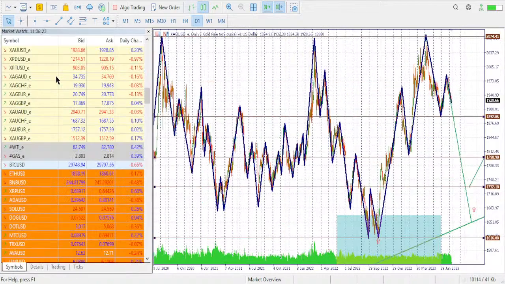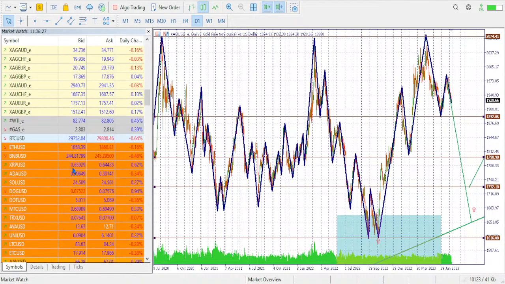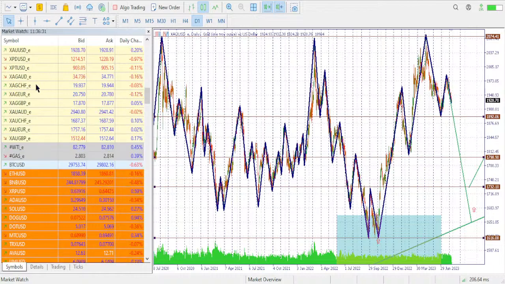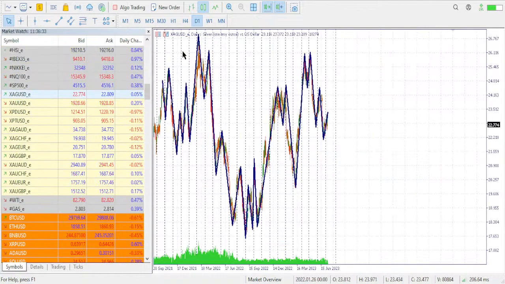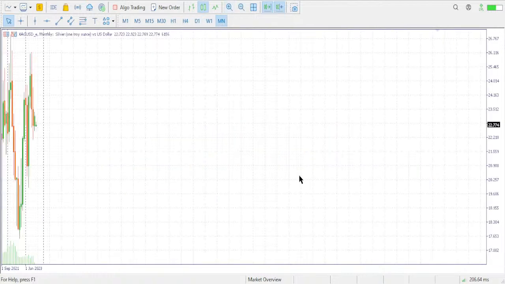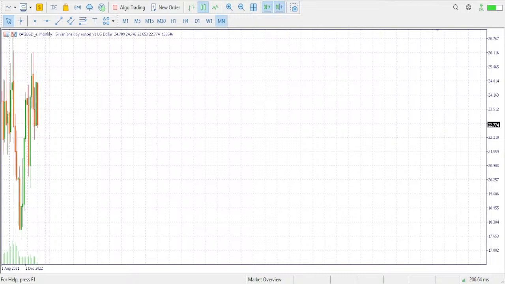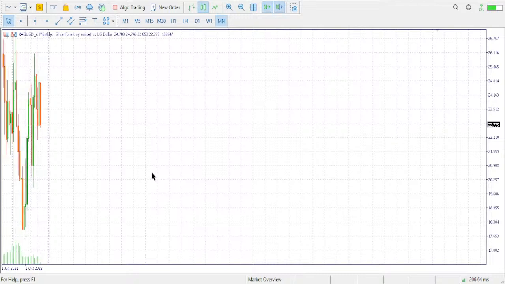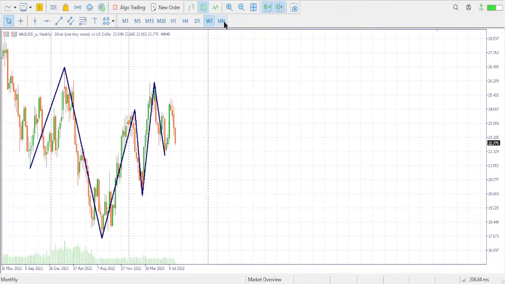So the next chart which I want us to look at, I'd like us now to look at silver. This is silver. We'll start off with the monthly time frame. I'll let it load for us to see exactly what is happening before we can make any decisions.